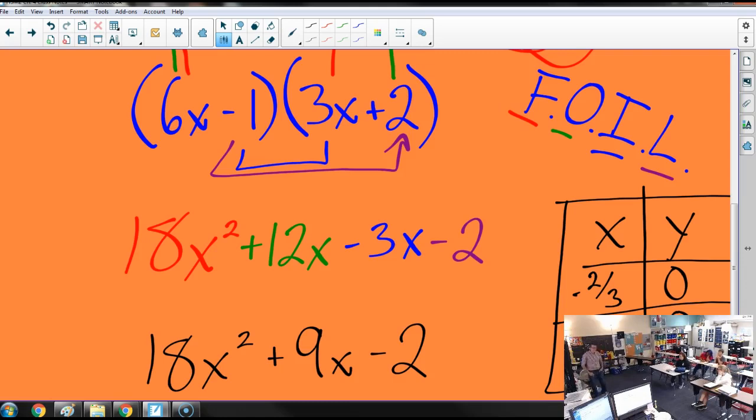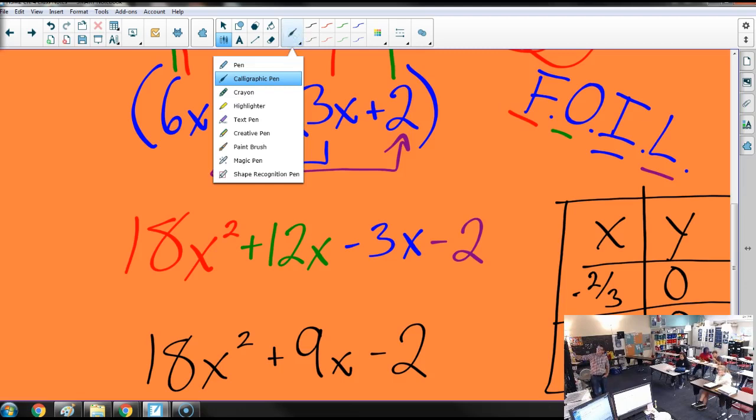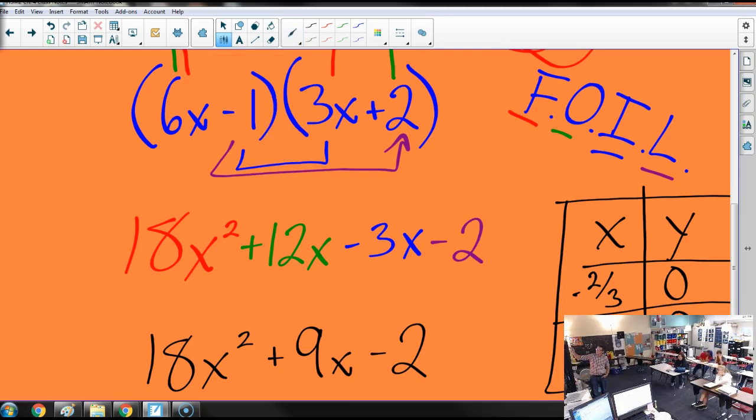Because 9 divided by 18 is 2/3. It's a parabola. One needs to be negative, one needs to be positive. No, wait, you have to get that thing. Can you explain? It's divided by 6.